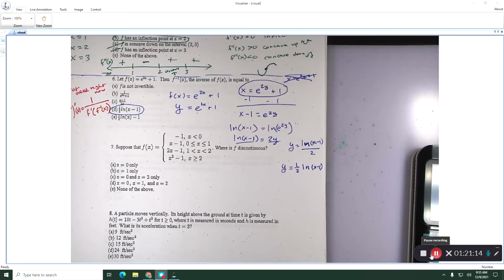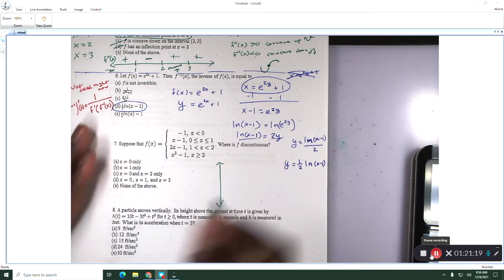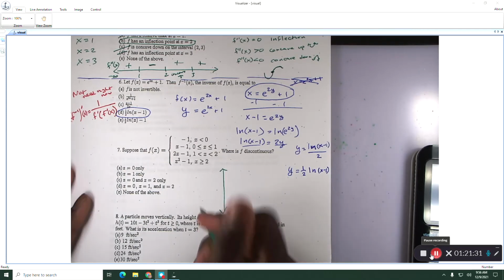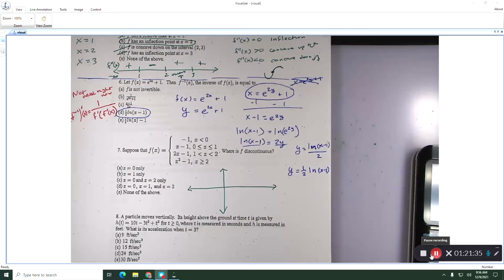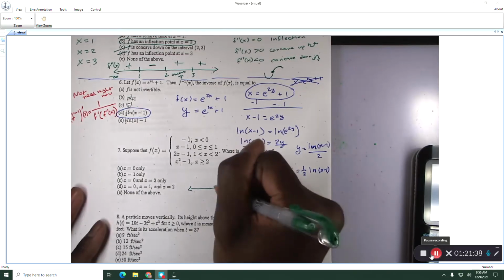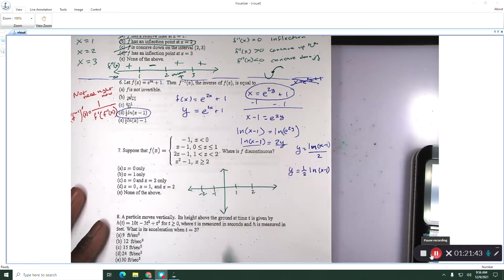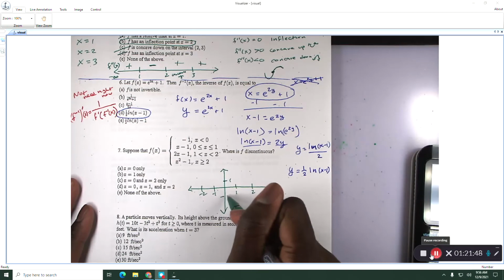Now, question number 7. Again, it says, suppose that f of x is equal to this, we see all these pieces, four pieces, and it says, where is f discontinuous? Well, not really too much calculus here, or any calculus here. You just have to graph the function. So negative 2, negative 1, 1, 2, I see those. I'm just going to make a fairly simple graph.